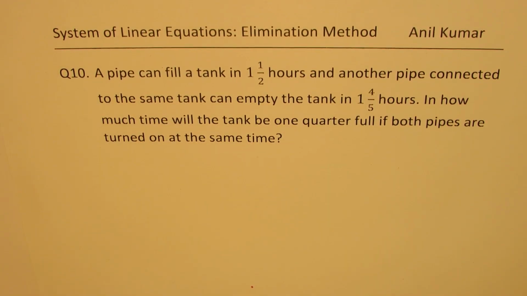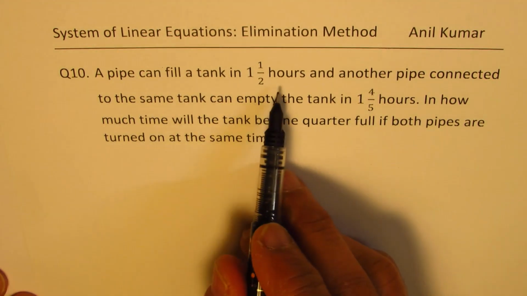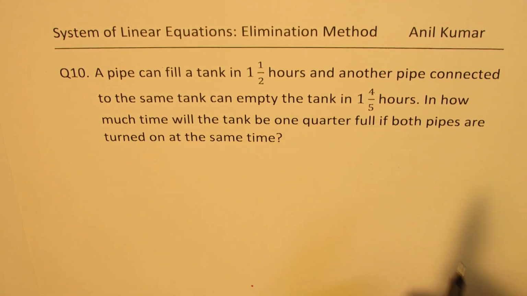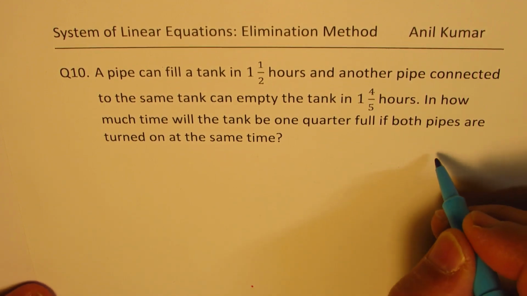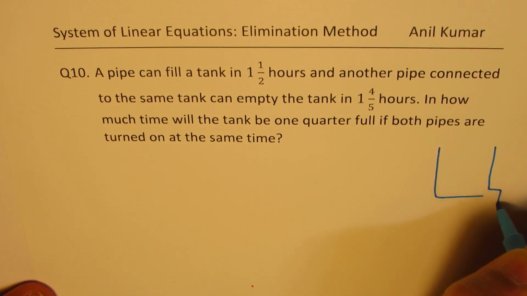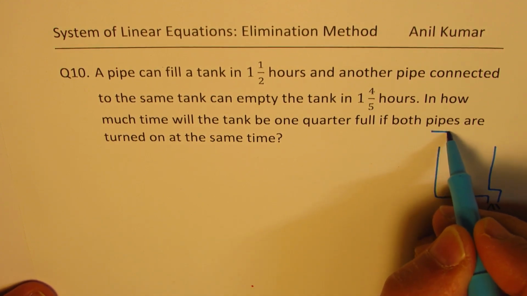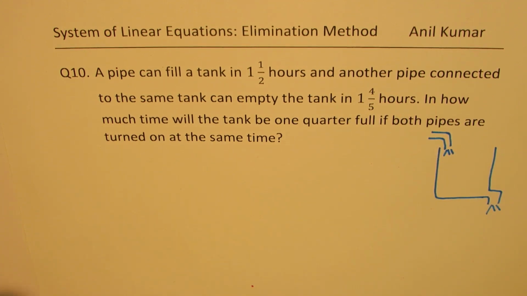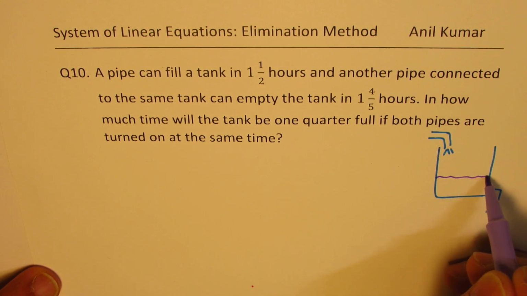Question number 10. A pipe can fill a tank in 1.5 hours, and another pipe connected to the same tank can empty the tank in 4/5 hours. In how much time will the tank be 1/4 full if both pipes are turned on at the same time? So let's try to understand the situation. So we have a tank here and we have one outlet. So that is the outlet. And we have one inlet here. Okay. We are looking for a situation to fill 1/4 of the tank.